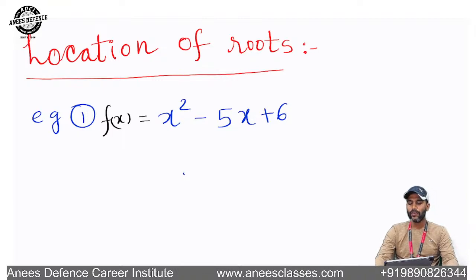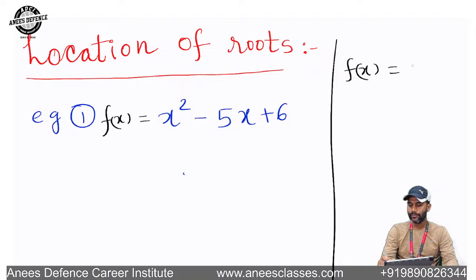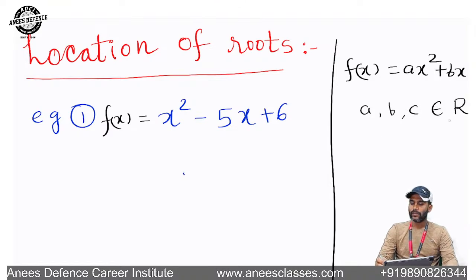Okay, see, very easy. First of all, suppose we have a quadratic expression or quadratic function, f of x is equal to ax square plus bx plus c, where a, b, c are real numbers. I'm talking about a real quadratic function. So a, b, c belong to the set of all real numbers, where a is not equal to 0. Otherwise, it will not be a quadratic equation.